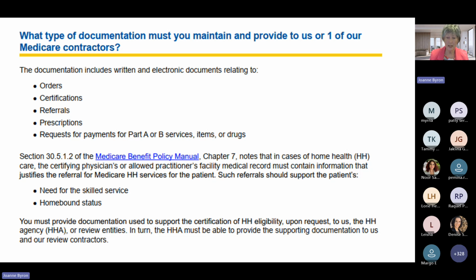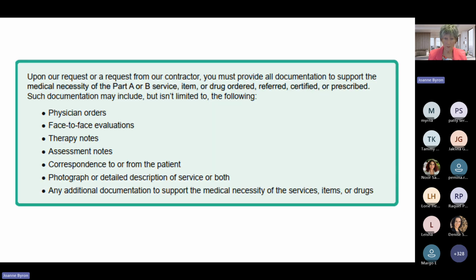Home health requires documentation of the certifying provider, demonstrating the need for skilled service and homebound status. Those records must also be properly authenticated as well. Additional information is outlined on page 3 of the fact sheet, which is on the next slide as well. When a Medicare contractor requests supporting documentation for any of these items, physician orders, face-to-face evaluations, therapy notes, assessments, correspondence to and from the patient, a photograph or detailed description of the service or both, and any additional documentation that you need to have to support medical necessity to get paid, all has to be appropriately authenticated.